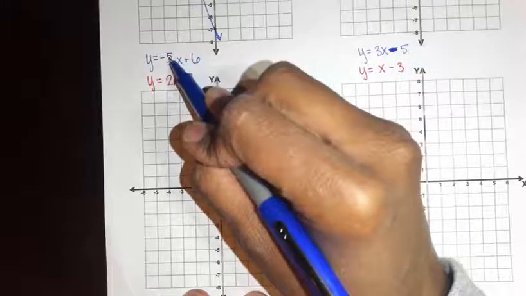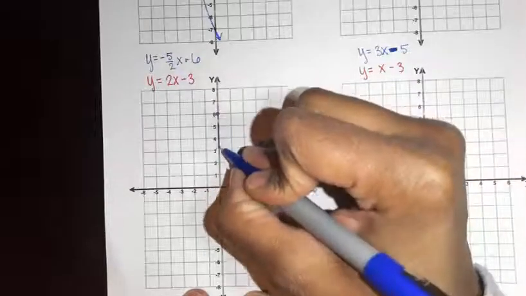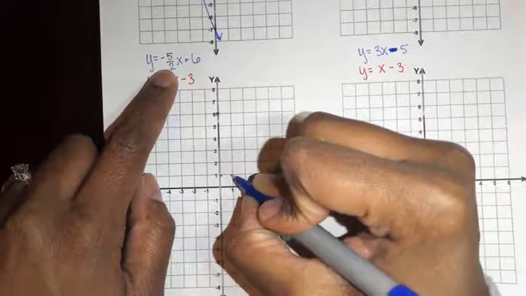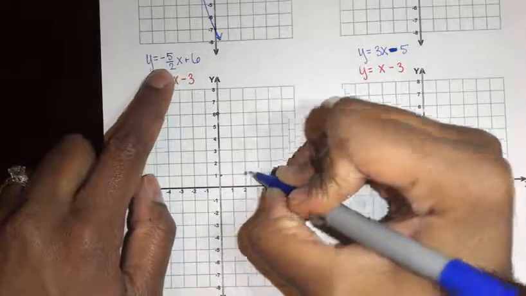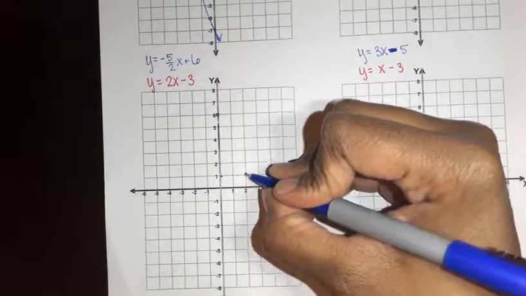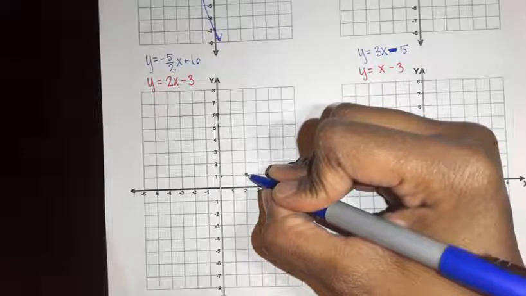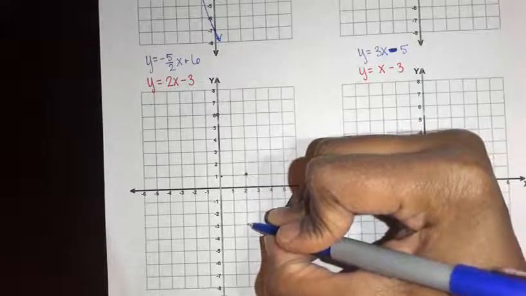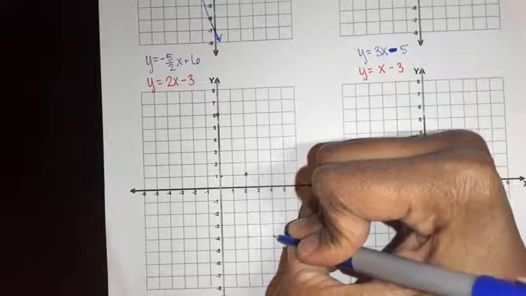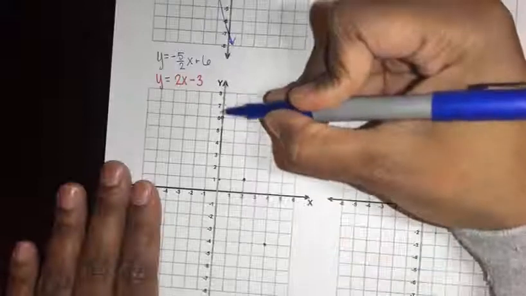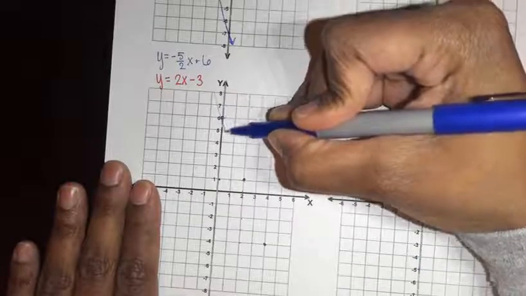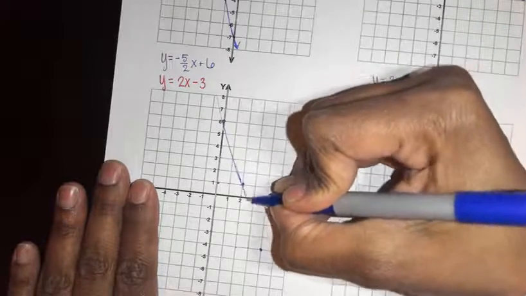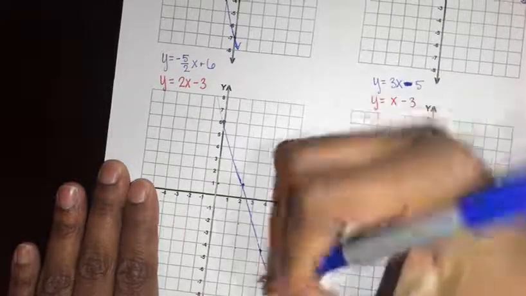So it's going to go down by 5, 1, 2, 3, 4, 5, and then over to the right by 2, 1, 2. I'm going to do a third point just to make a straighter line. So down 5 from this second point, I'm going to go down 1, 2, 3, 4, 5, and over 1, 2. So now I can draw my line. I've got my line there.